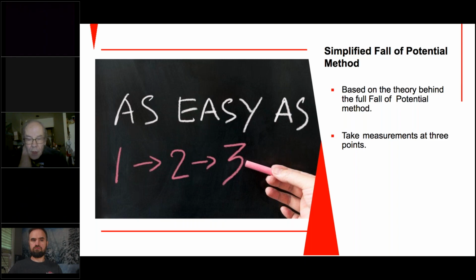Now, a quick mention of the simplified fall of potential method. This is a way of doing essentially the same thing, but without as much time spent. So if you're dealing with time constraints, then the next thing to do is go to simplified fall of potential. Next.